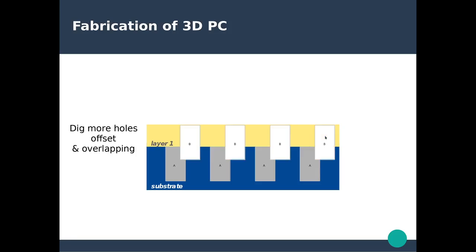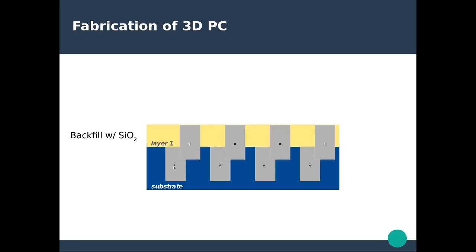So the idea is to drill another set of holes. We have a new series of holes which is offset with respect to the first one, and also overlapping. This overlap is very important here. So the second series of holes is offset and overlapping with respect to the first one. Then we backfill those holes again using silica.